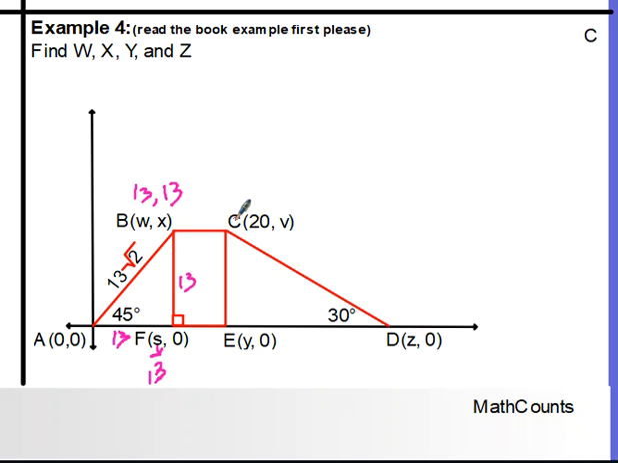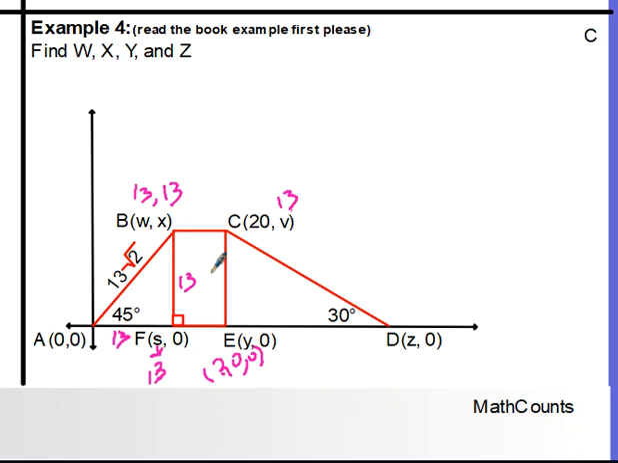Now, if point C is at 20, comma V, that means Y has to be 20. So this is at 20, comma 0. Well, that means this point V has to be, well, it's a horizontal line because it's a rectangle. So that also has to be 13.